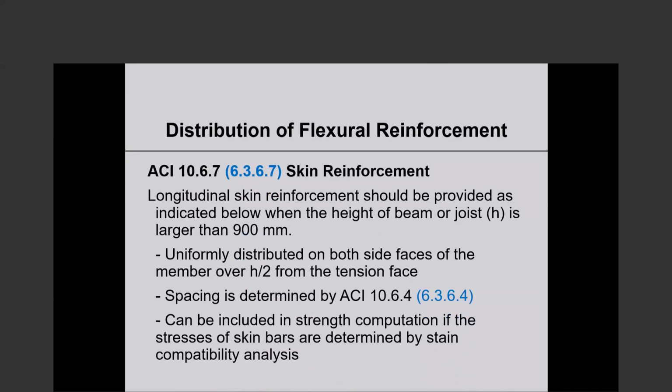Maximum spacing of extreme tension reinforcement that's imposed by 380. Then skin reinforcement. This is for deeper beams, and you will see pictures. So longitudinal skin reinforcement should be provided as indicated below when the height of beam or joist is larger than 900 millimeters. Okay, so these are for deeper beams. Uniformly distributed on both side faces of the member over 1/2 of the effective depth from the tension face. I will show you a picture.